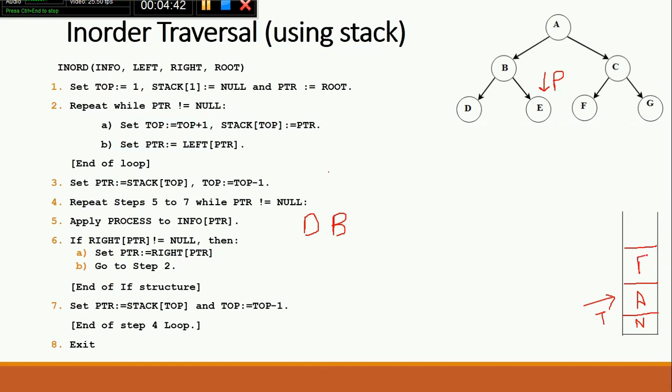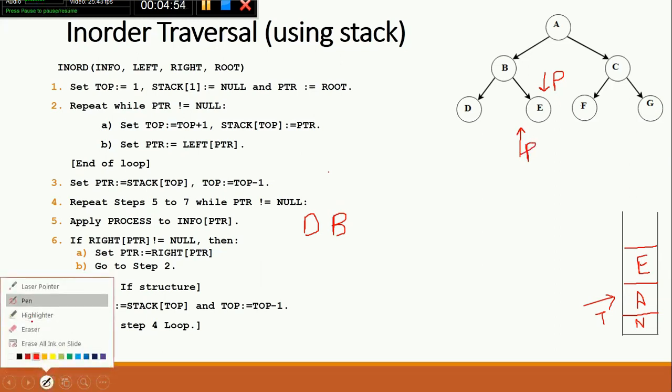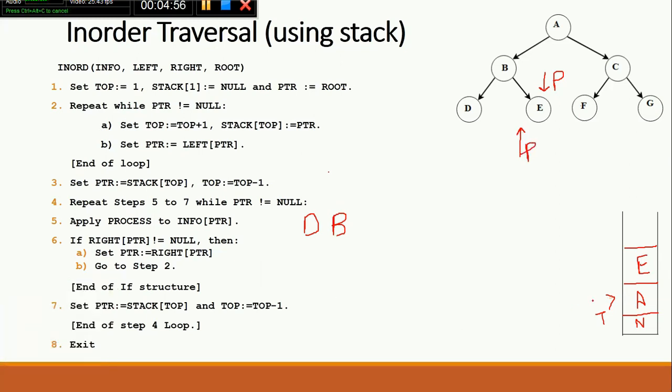E will be copied into the stack, the current element, and PTR will jump to the left. Left means null here because the left child does not exist. So this would be the scenario after this. The top is now pointing to E and the PTR is pointing to null.